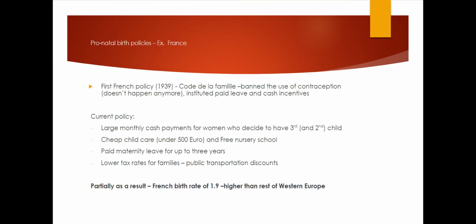So this is an example. France is an example of a country that has had relative success with instituting pronatal birth policies because they spend a lot of money and they make a big effort to actually do that. The current policy within France allows cash payments for women who decide to have a third child, trying to raise the fertility rate beyond that 2.0.